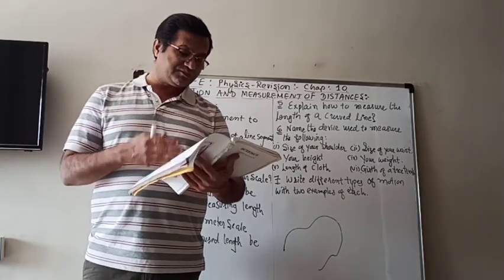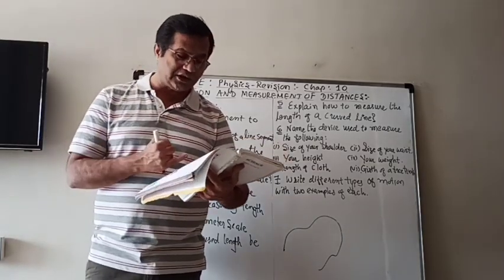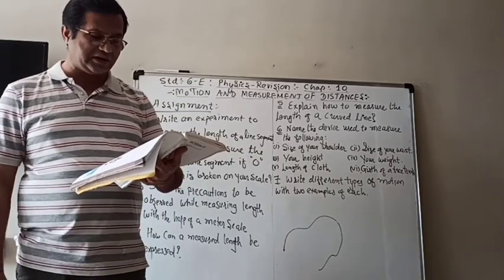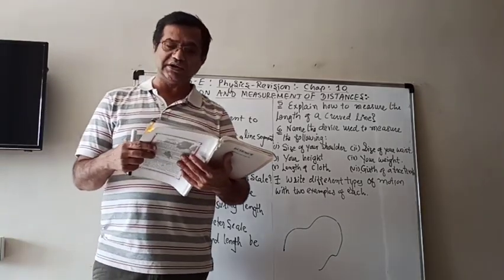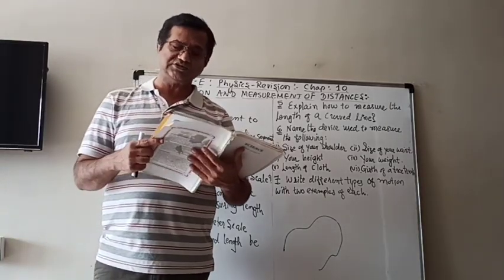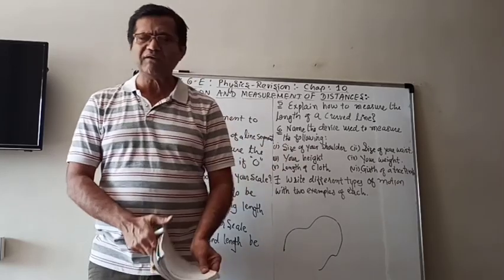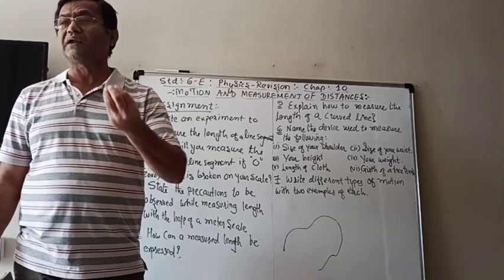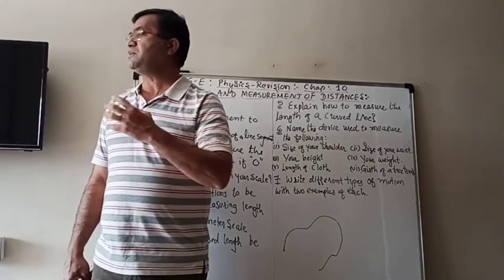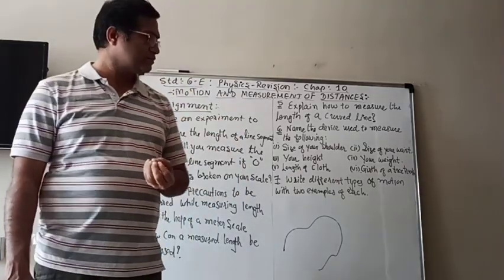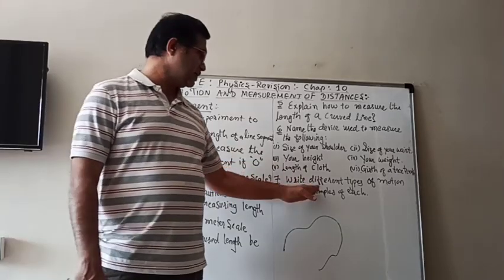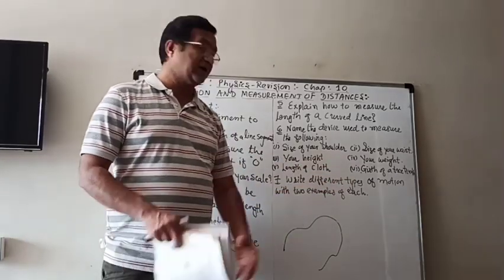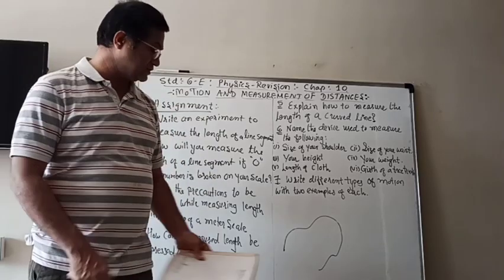So we have different motions like periodic motion, rectilinear motion, circulatory motion, vibrating motion, etc. Whenever you see them, you should be aware that different types of motions are going on. So you can write down the different types of motions and examples of each.